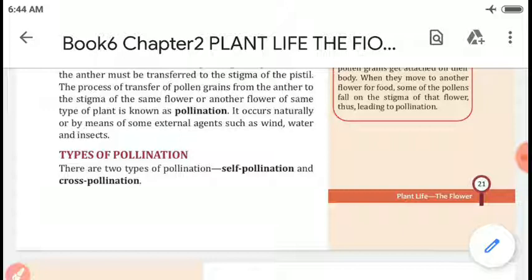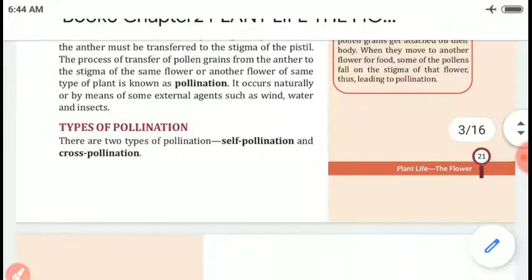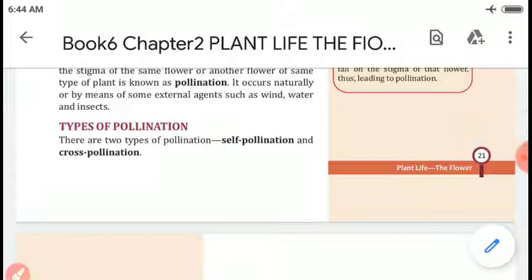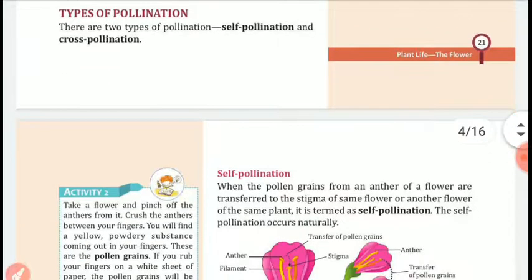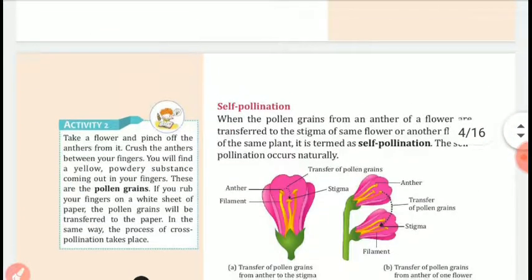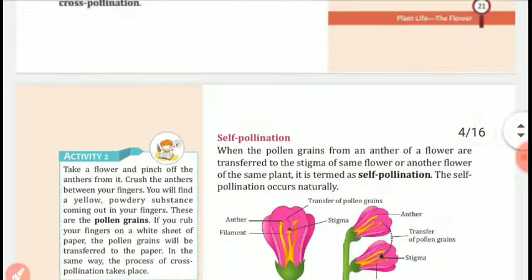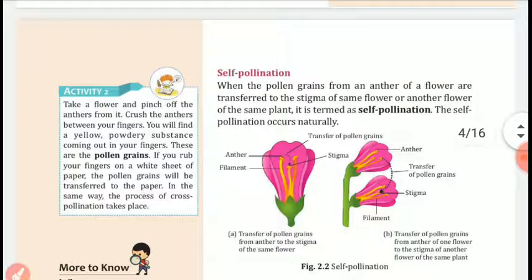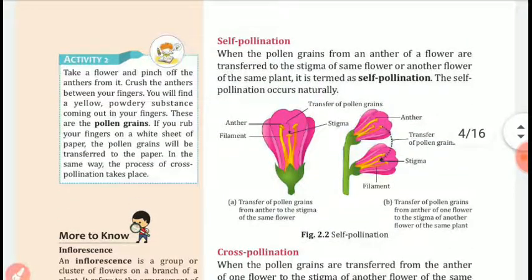Let us study the types of pollination. There are two types of pollination, that is self-pollination and cross-pollination. Let's study self-pollination first.